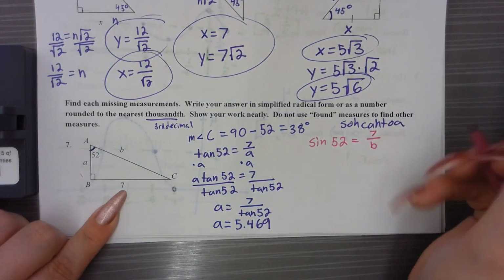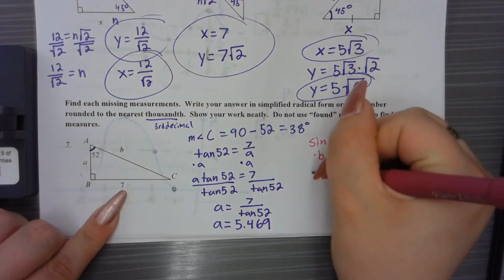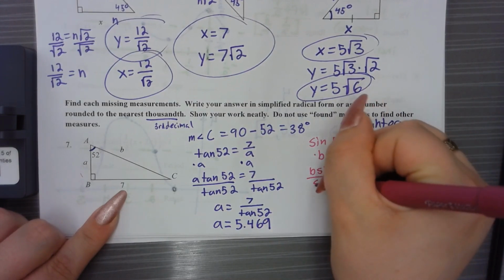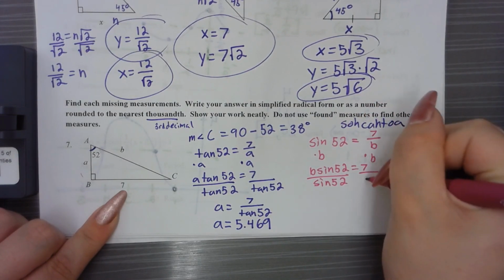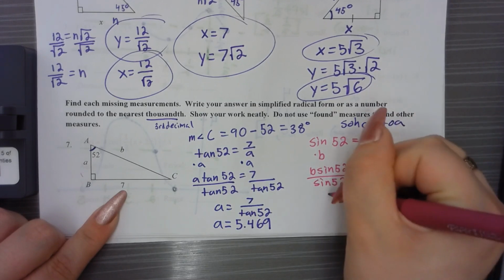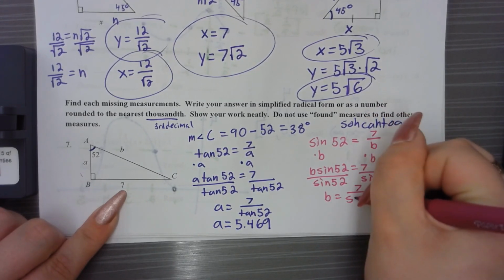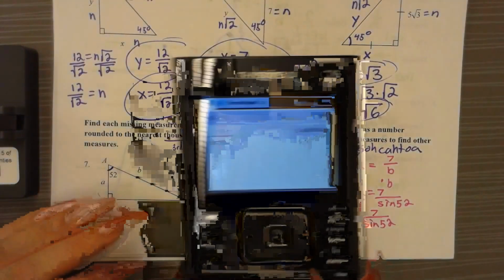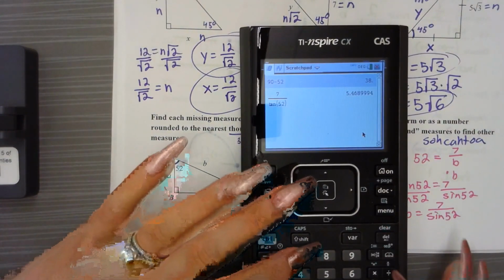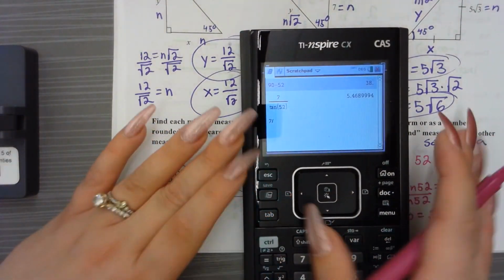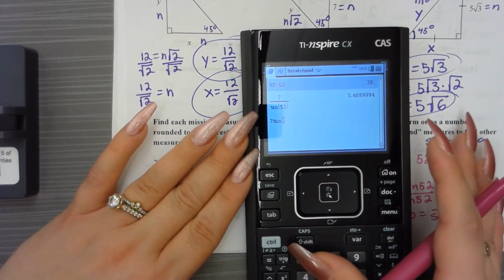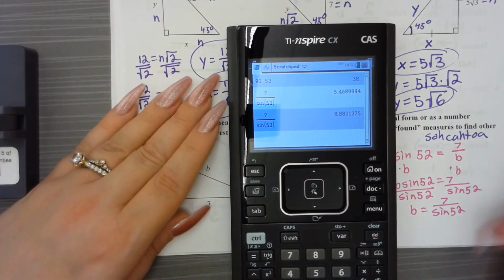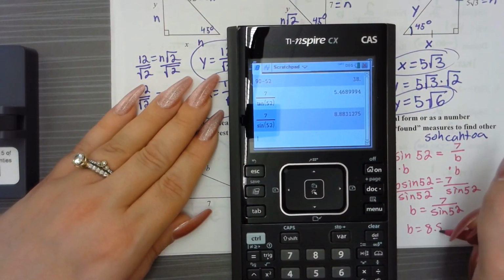So again, kind of like the last one, I'm going to have to multiply both sides by b, and then divide by the sine of 52. So b is equal to 7 over the sine of 52. And then I can go ahead and just plug that into my calculator. So again, I'm going to say, sorry, there's a glare, 7 divided by trig sine 52. And that is going to give me that b is equal to 8.883.